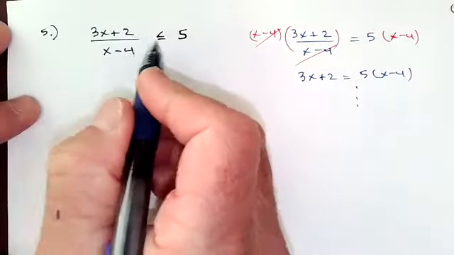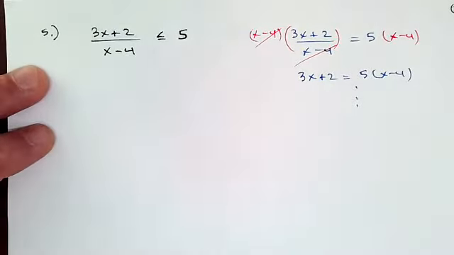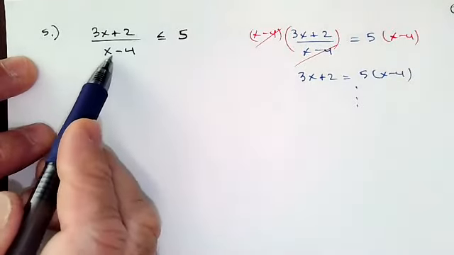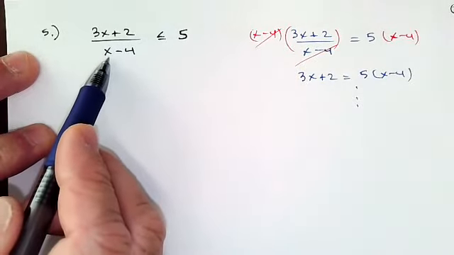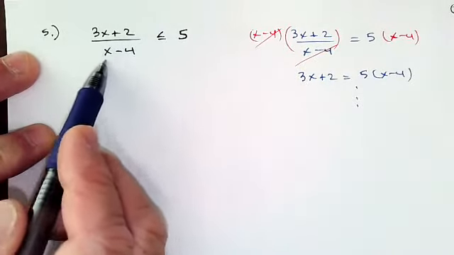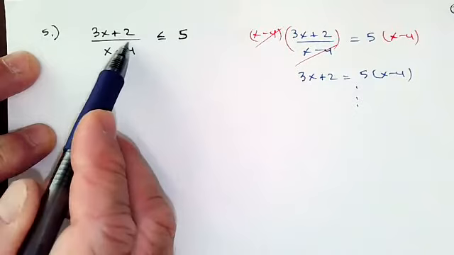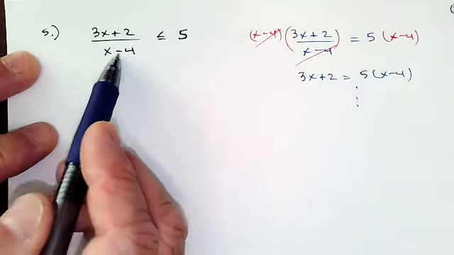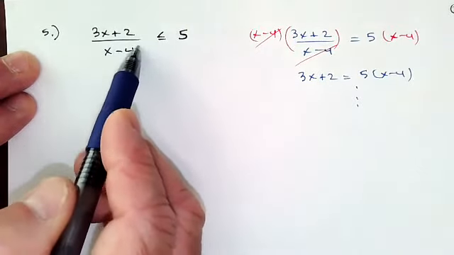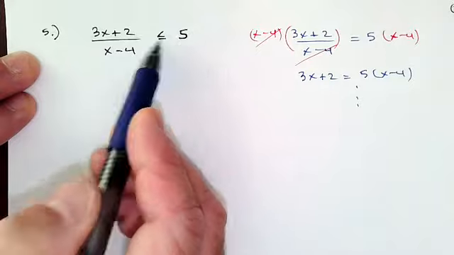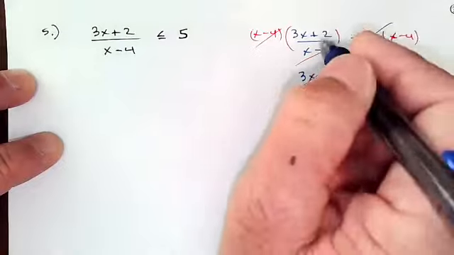So a lot of people wonder, why can't I do that here? Why can I not just multiply both sides by x - 4? And here's the answer. We do not know what x - 4 is. We do not know what x is yet, right? So we don't know if this denominator is positive or negative. Because what's the one thing we have to worry about with inequalities? If we multiply by a negative number, we're supposed to switch the sign. Because we don't know what x is yet, we can't multiply by x - 4 because we might be multiplying by a negative number. So you don't want to do that here.